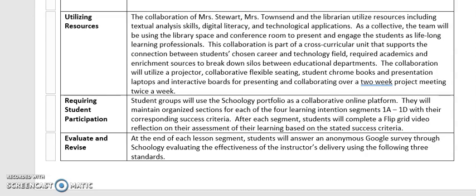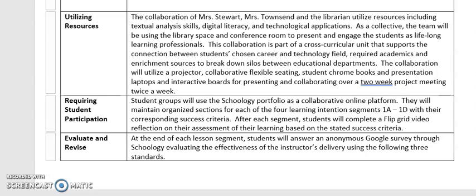They will maintain organized sections for each of the 4 learning intention segments, 1A through 1D, with their corresponding success criteria. After each segment, students will complete a Flipgrid video reflection on their assessment of their learning based on the stated success criteria. Evaluate and revise.